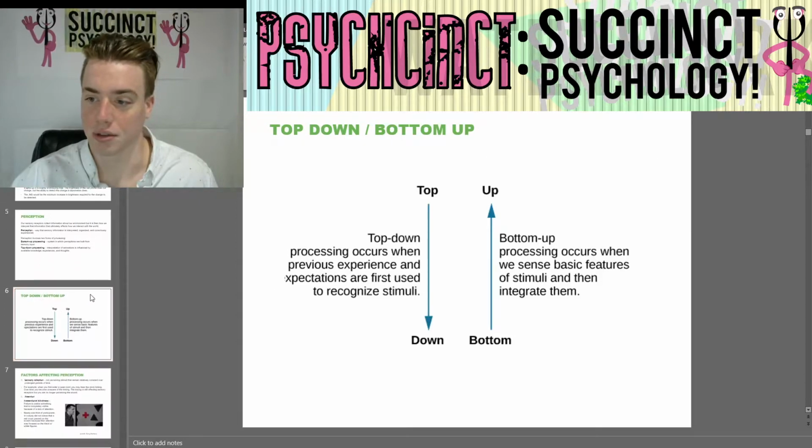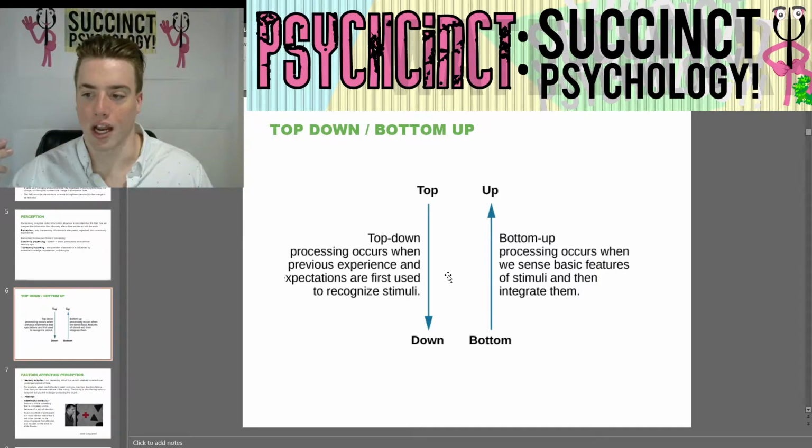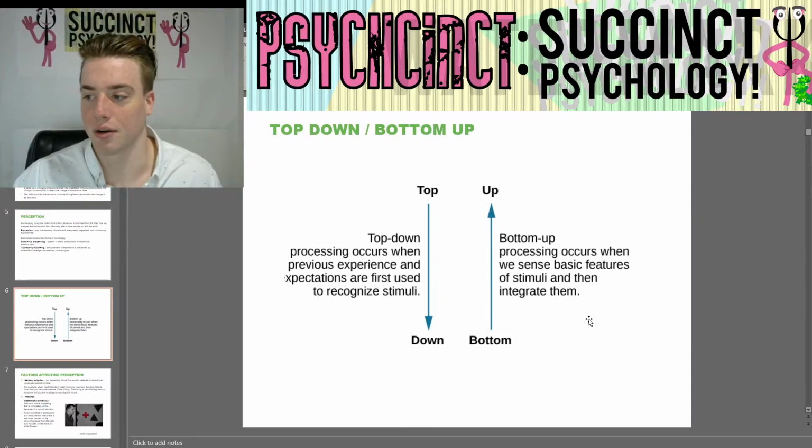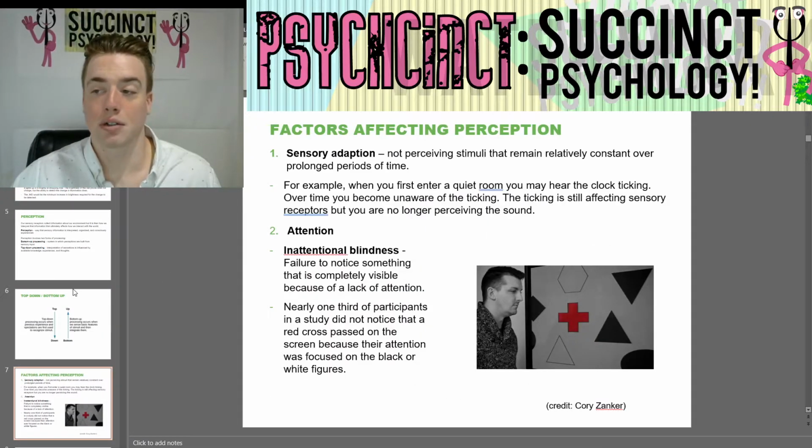So here's a nice little chart. Top-down processing occurs when previous experience and expectations are first used to recognize stimuli. And bottom-up occurs when we sense basic features of stimuli and then integrate them. An example of top-down would be that you smell a certain smell and it reminds you of a previous experience or previous sensation, and so that's how you recognize the stimulus. You're like, oh, that smells like this, and I know it from my previous experience. And then again, bottom-up is just, you sense the basic features of stimuli and then you integrate them into your perception.